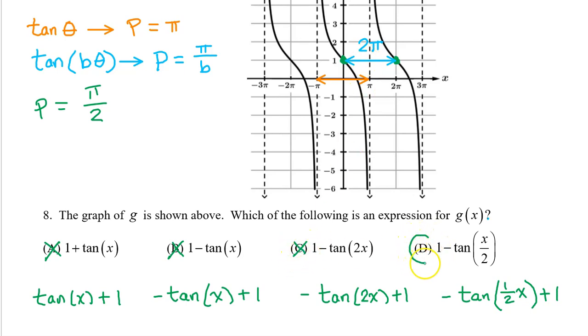By the process of elimination, we know that the answer is going to be D, but let's follow through and analyze. The period is given by pi divided by b, and in this case the b value is 1/2, so that's pi over 1/2. When you divide by a fraction, you multiply by the reciprocal. So that means the period will be 2 times pi, which is correct. That's why the answer is D.